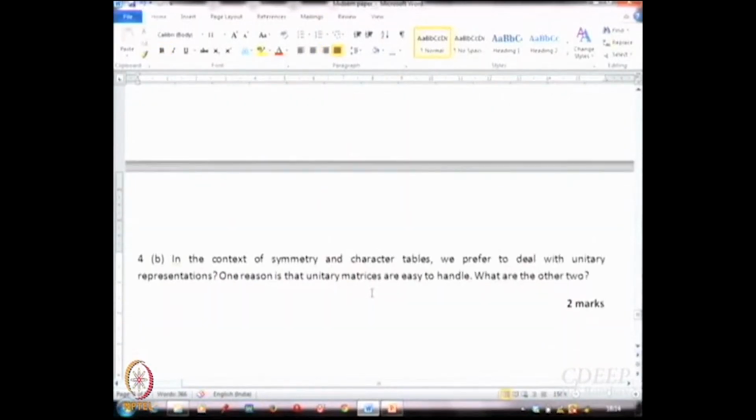Now, 4b. In the context of symmetry and character tables, we prefer to deal with unitary representations, and what I must have said in the class at least 25 times is that one reason for doing that is that they are easy to handle. I wanted to know what the other two reasons are. So you tell me, what are the other 2 reasons? Orthonormal, yeah, they deal with orthonormal basis sets.